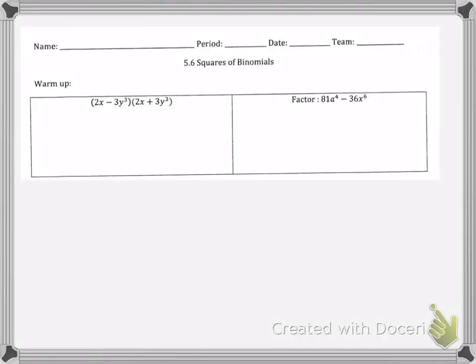Hi Algebra students, please find your 5-6 squares of binomials notes template. Try the two warm-up questions for us. This is a review from past sections in Chapter 5.